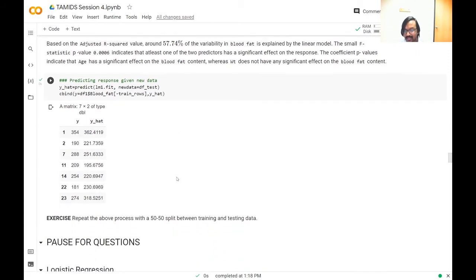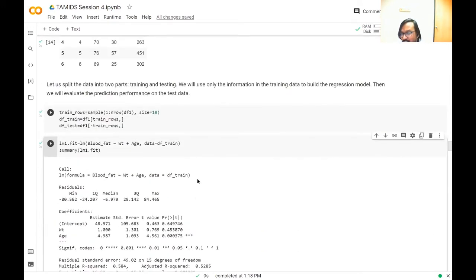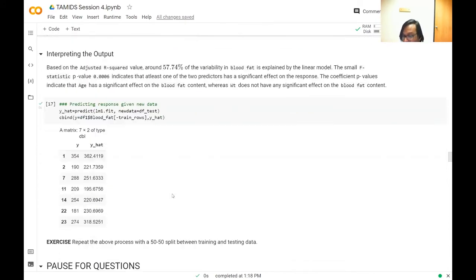As a quick exercise, I would ask you to repeat the above process with a 50-50 split between training and testing. So instead of using 18 observations for your training data, use say 13 observations and save the remaining 12 observations for the testing data, and check how that affects the adjusted R-square and the residual sum of squares.